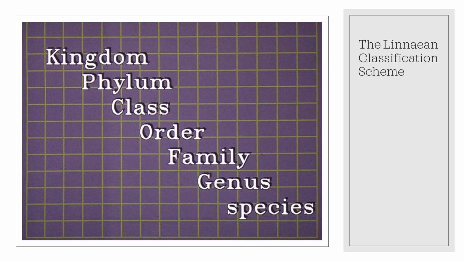So every organism can be classified using the Linnaean Classification Scheme. From the largest to the smallest, we have 7 levels: kingdom, phylum, class, order, family, genus, and species. Similar species are grouped together in the same genus. Similar genera, the plural for genus, are grouped together in the same family. Similar families are grouped together in the same order. Similar orders are grouped together in the same class. Similar classes are grouped together in the same phylum. And similar phyla are grouped together in the same kingdom.